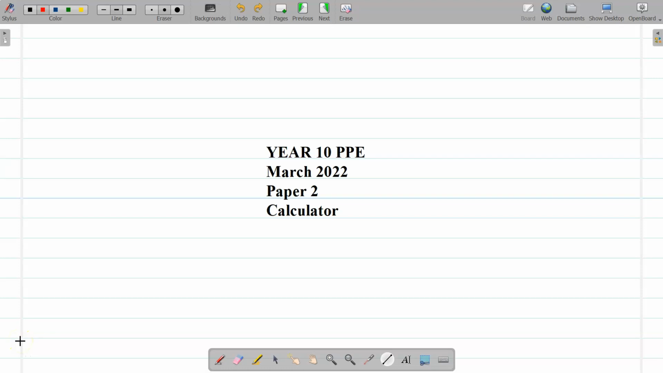Year 10 PPE March 2022. This is paper 2, the calculator paper.